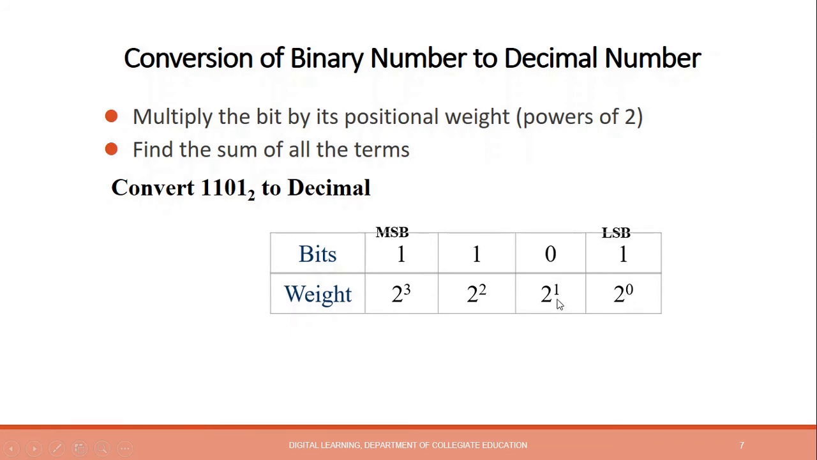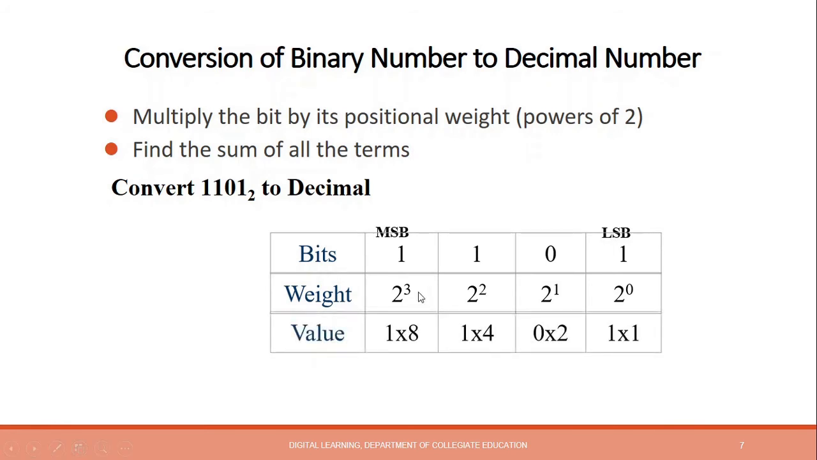For the second bit from the right, the positional weight is 2 raised to 1, which is 2. For the next bit it is 2 raised to 2, which is 4. And for the next one, which is the most significant bit, the positional weight is 2 raised to 3, which is 8.